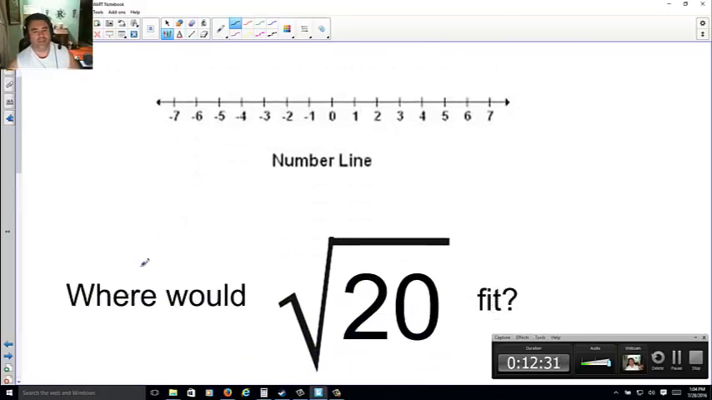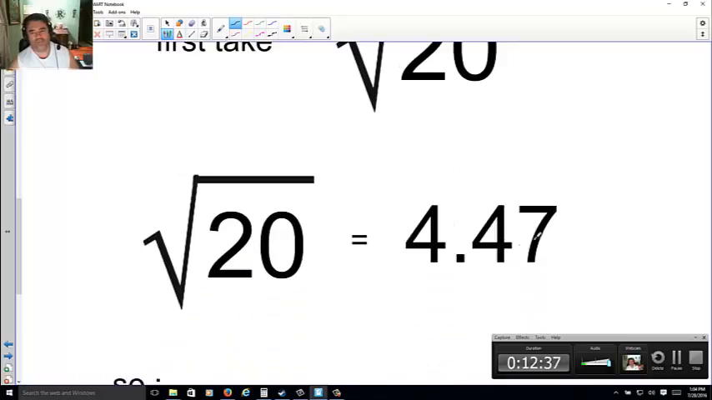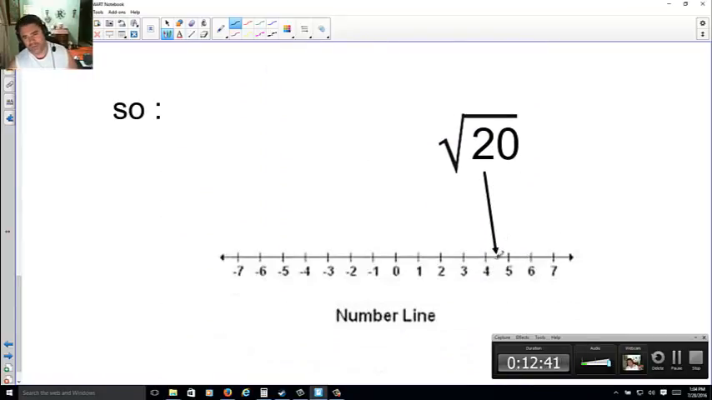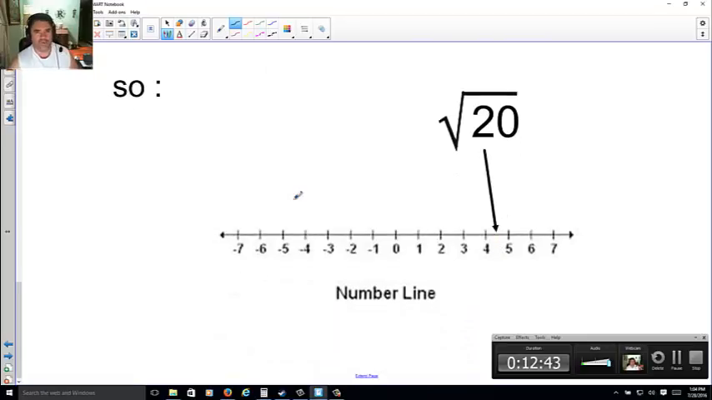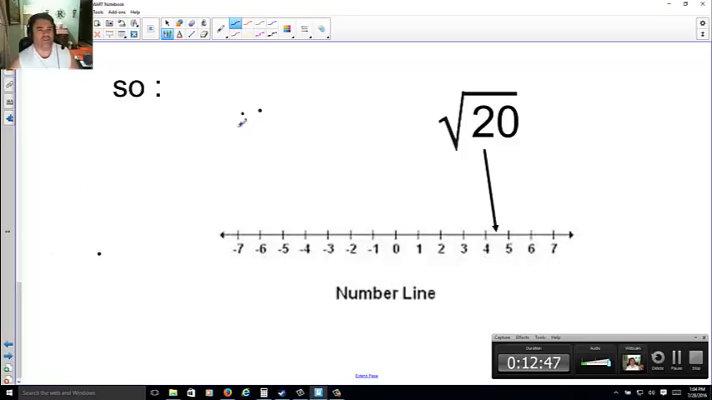Look at the number line again. Where's the root of 20 fit? Well, you take 20 and square root it, 4.47, or whatever you have in your calculator. You just drop it in. Somewhere about here is fine. Again, you don't have to be perfect. Anywhere close is perfect. And that'll end our lesson, so yay for that.